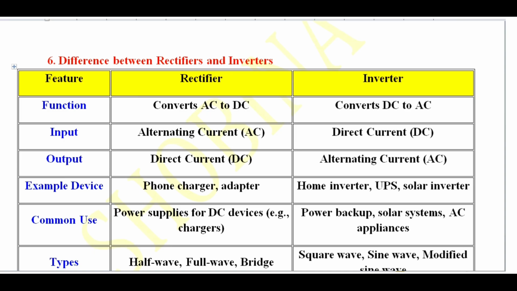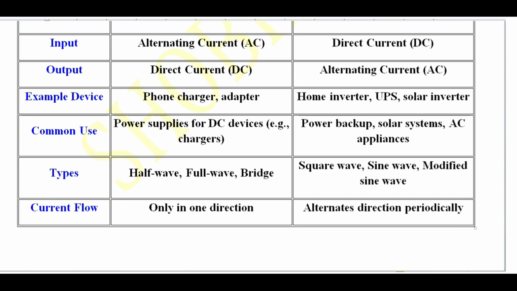Next, example. Example for rectifier is phone charger. Your charger has a rectifier inside. An example of inverter is home UPS. When power goes, inverter gives backup current. Next, types. There are different rectifier types like half wave and full wave, and it is about how they change AC to DC. Inverters have types like sine wave, square wave, and modified sine wave.